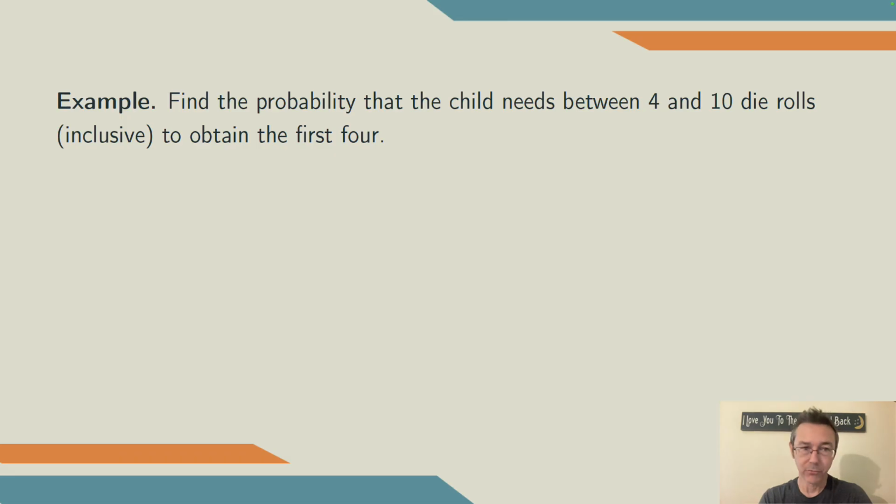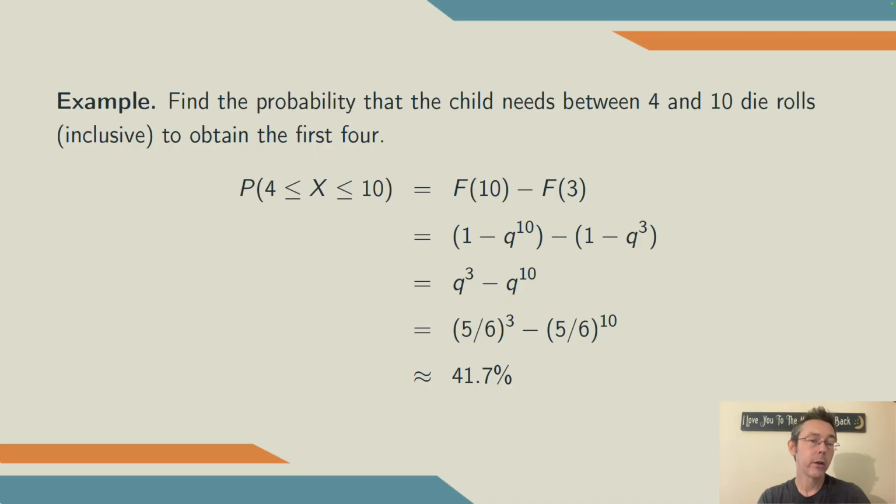Following along with that example a little further, find the probability that the child needs between 4 and 10 die rolls, including 4, including 10, to obtain that first 4. So we are going to do F(10) minus F(3), because this probability is the probability that x is less than or equal to 10, no more than 10 rolls, minus the probability that it takes 1, 2, or 3 rolls. We plug into that formula, we simplify it a little bit, we get q to the 3rd minus q to the 10th, (5/6) to the 3rd minus (5/6) to the 10th. It's about 41.7%.